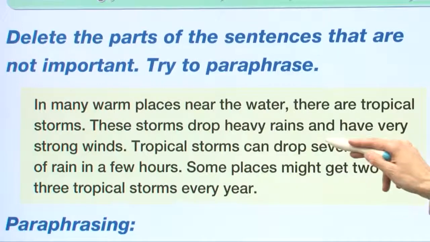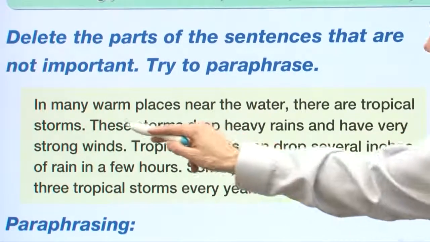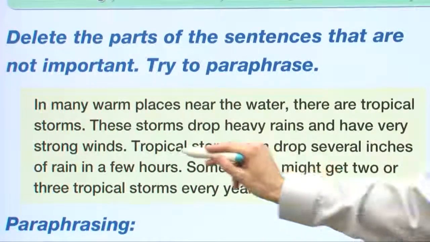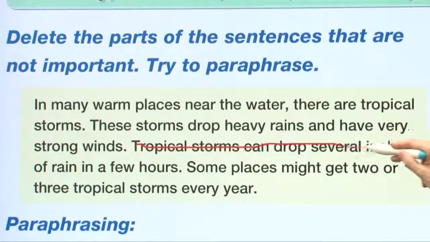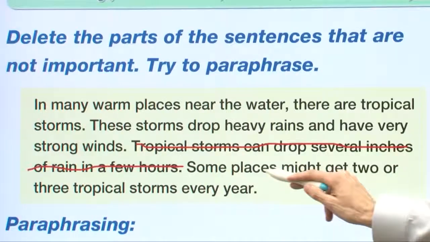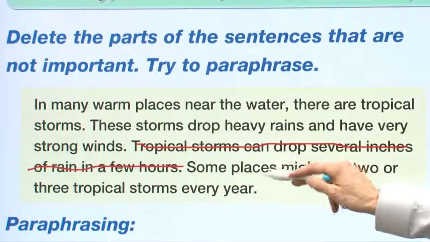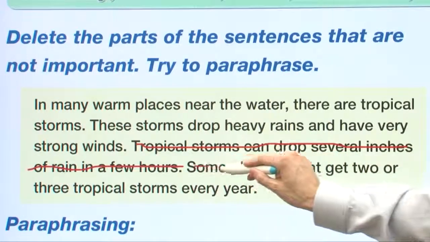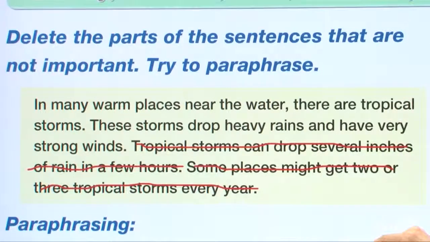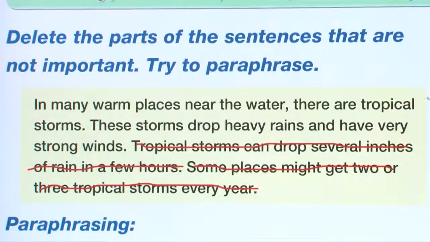Tropical storms can drop several inches of rain in a few hours. I think sentence number 2 and sentence number 3 are very similar. I think we don't need this one maybe. Maybe we can use it. It's your choice. You can try. Some places might get 2 or 3 tropical storms every year. That's very interesting, but it's not the most important thing. So I don't think we need that very, very much. I think the first 2 sentences are the most important.